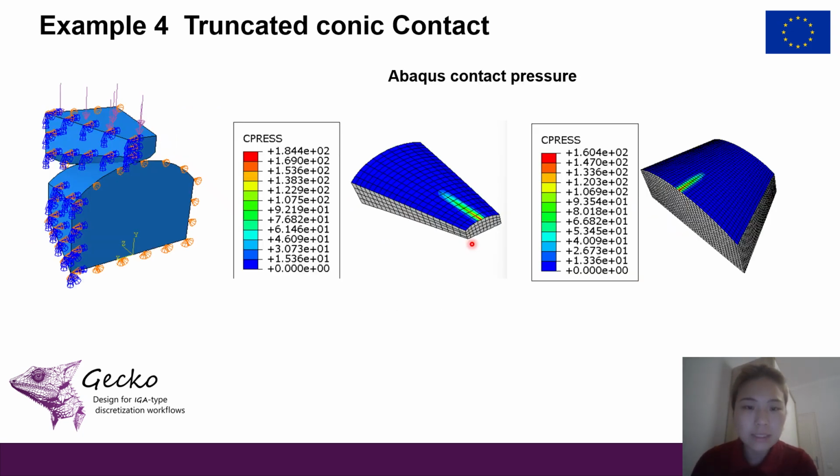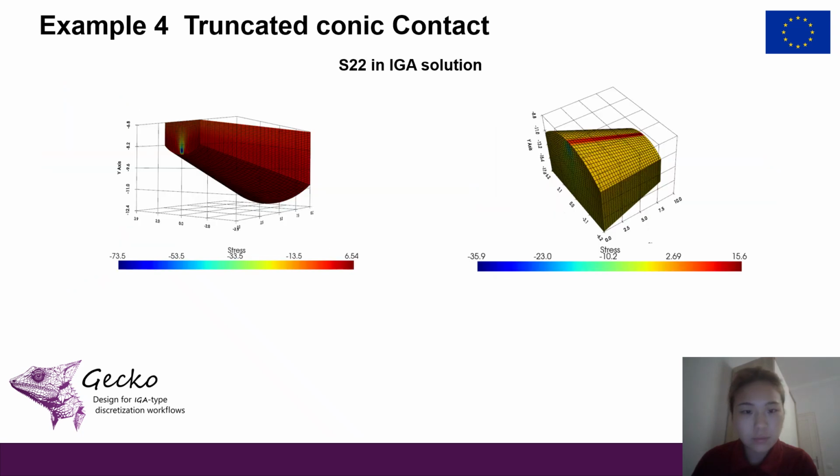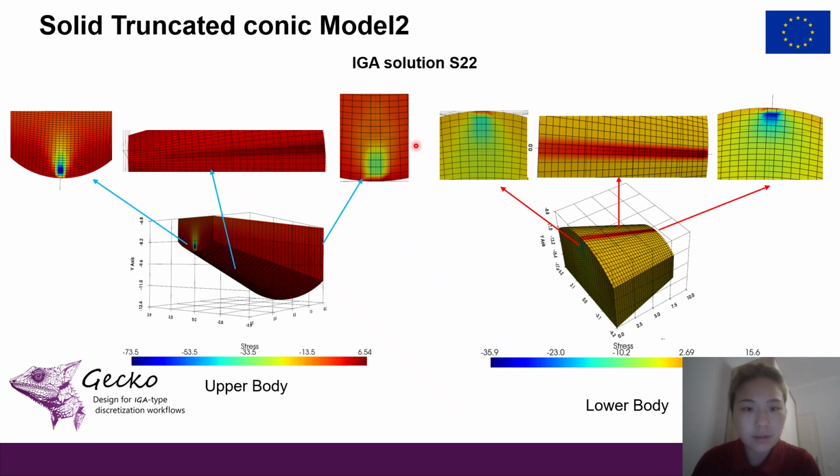We also performed the finite element simulation in Abaqus to compute the contact behaviors, and here shows the contact pressure distribution. We also visualized the sigma 22 in the IGA solution. Here we visualize the stress distribution from different perspectives. Multiple views help us to fully understand the deformation and stress behavior in the contact region.